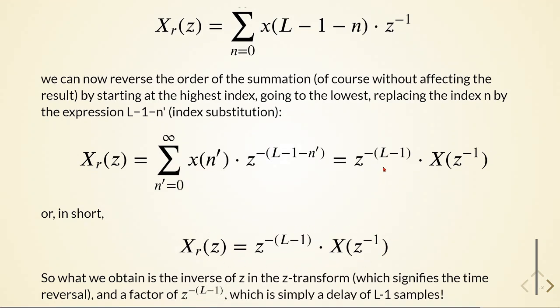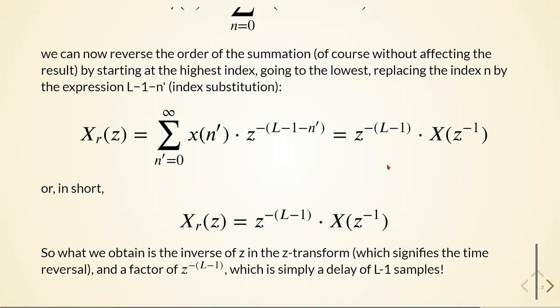So what we obtain is the inverse of z in the z transform, which signifies the time reversal, and a factor of z to the power of minus (L minus 1), which is simply a delay of L minus 1 samples.